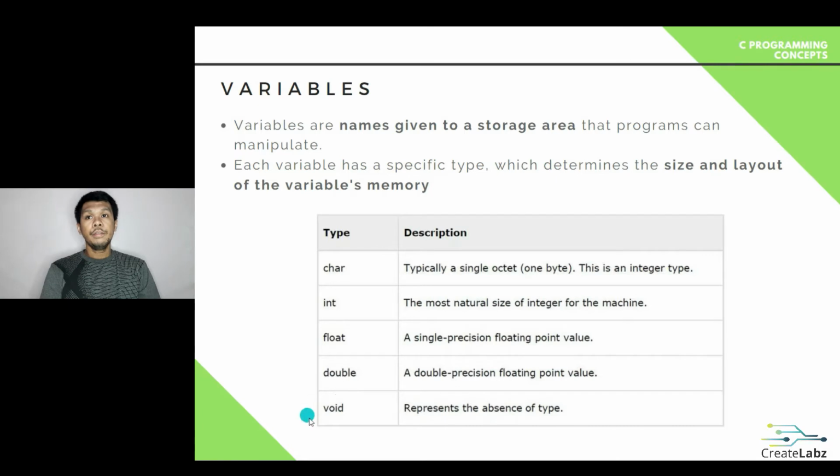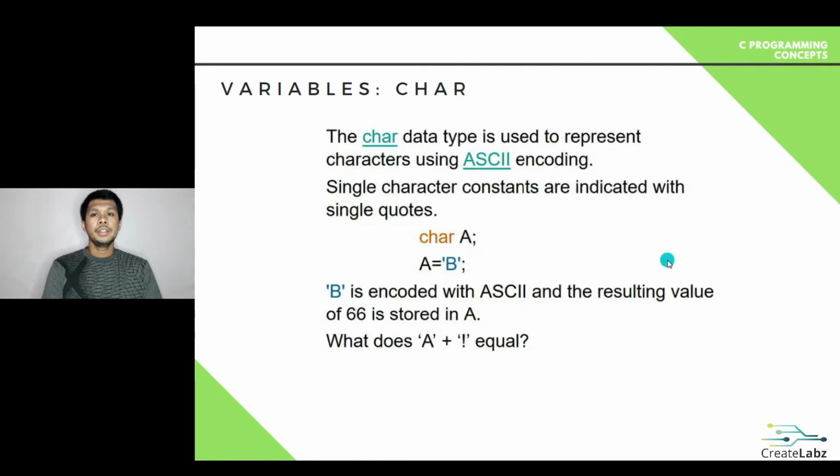And then there's the void data type. Void represents the absence of a type. So in C, if you have no type, then it's void. The char data type is used to store a single character. It's also used to represent characters using ASCII encoding. You can Google ASCII encoding and see that each character in the alphabet is equivalent to an 8-bit value.